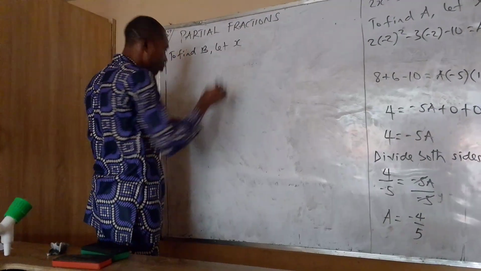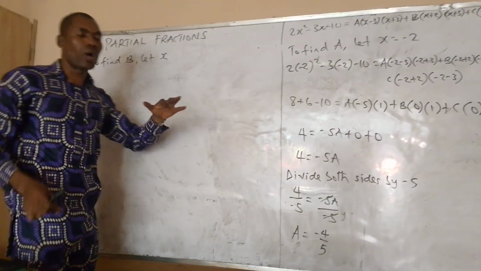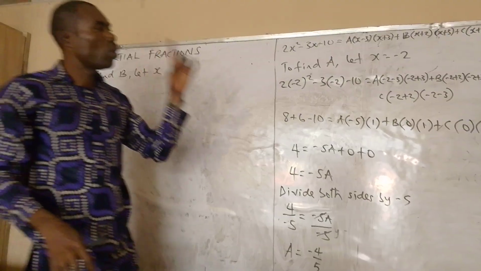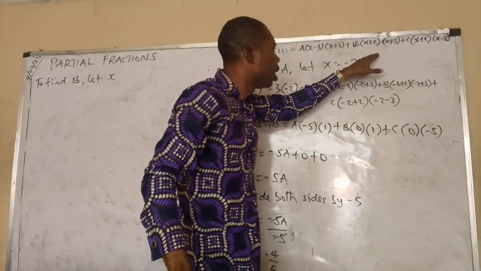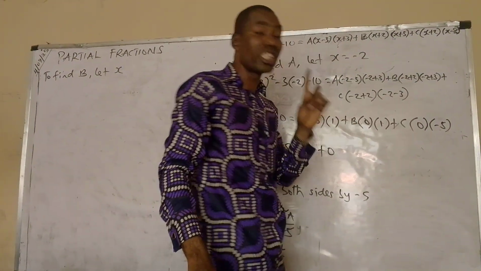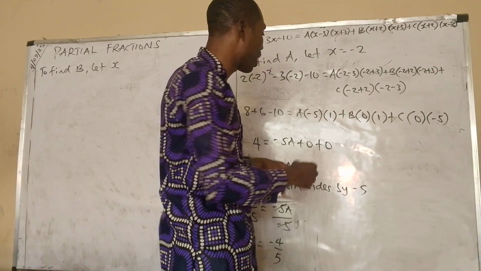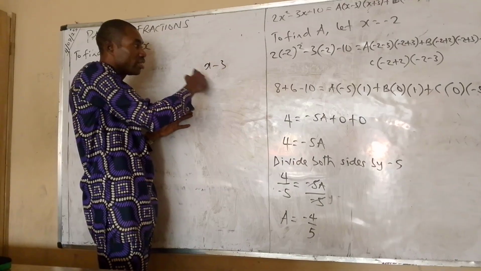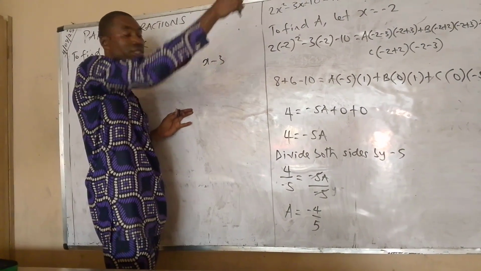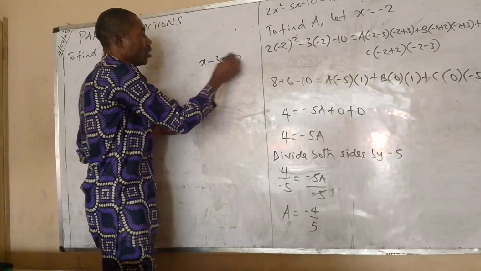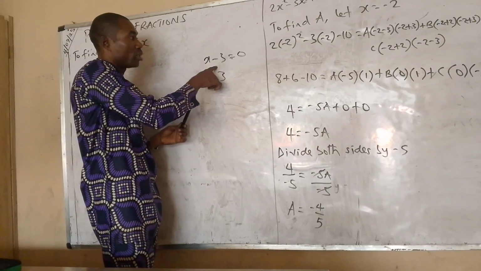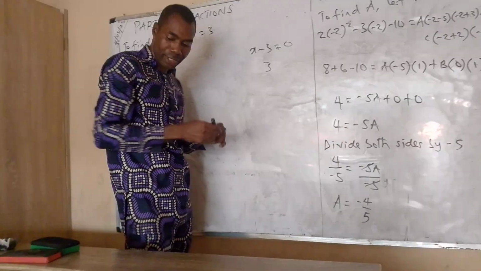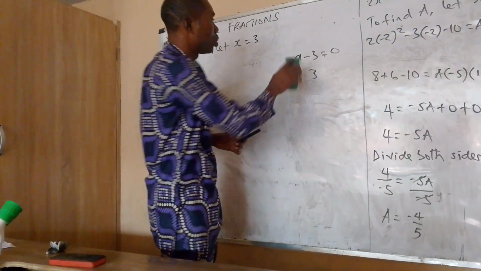To find b, let x be what? Now, if you check our 3 denominator, the factors there, the only one that b does not contain, which a and c contain, is x minus 3. So if I can find a value for x that will make this 0, I can eliminate a and c. That value is what? 3. So that 3 minus 3 will give me 0. So I will say let x equals 3 here. Are we together? That's good.